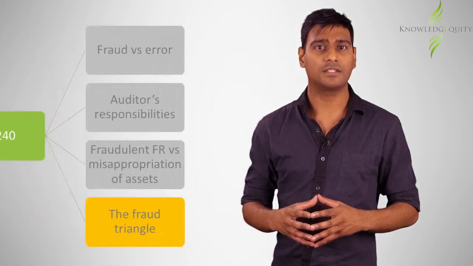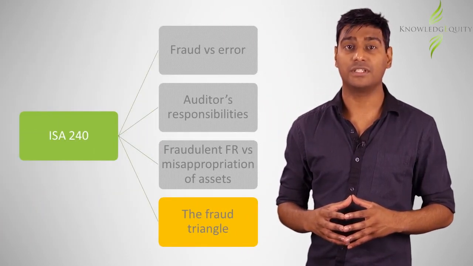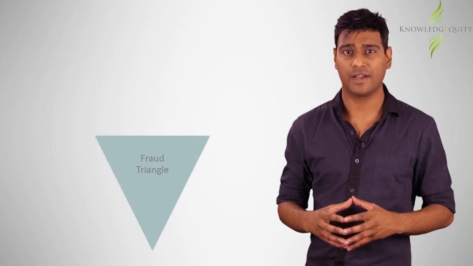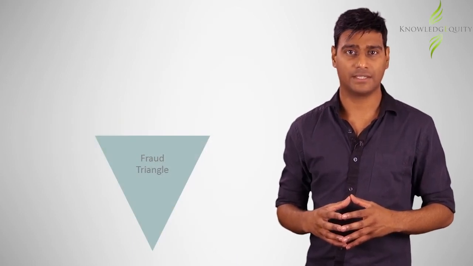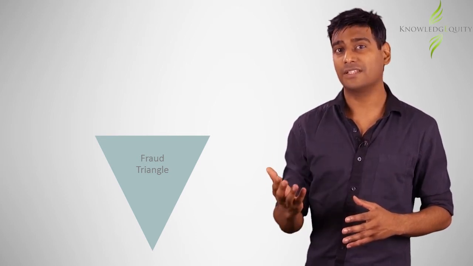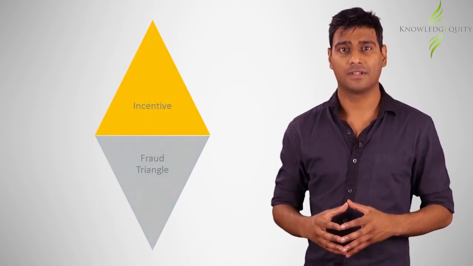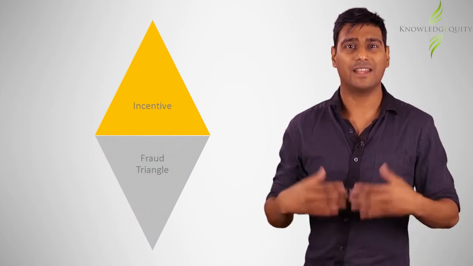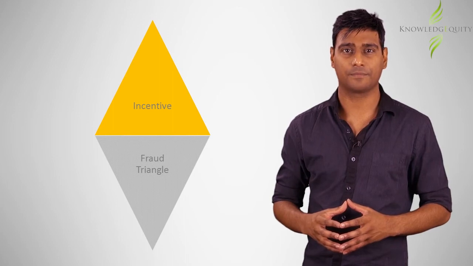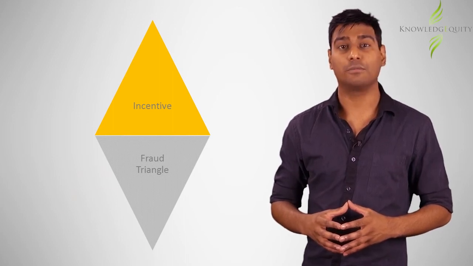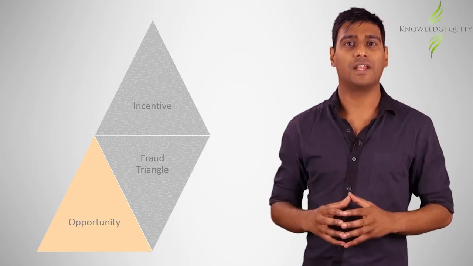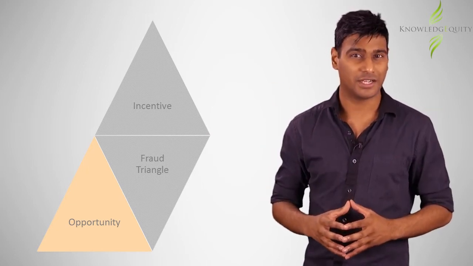Now let's look at the last key area of ISA 240, which is the fraud triangle. ISA 240 paragraph A25 identifies 3 factors which would indicate the possible existence of fraud. The first factor is an incentive. This refers to something that would entice or encourage a person to engage in fraudulent activities. The second factor is an opportunity. This relates to a chance or opening that would allow for fraudulent activities to occur.